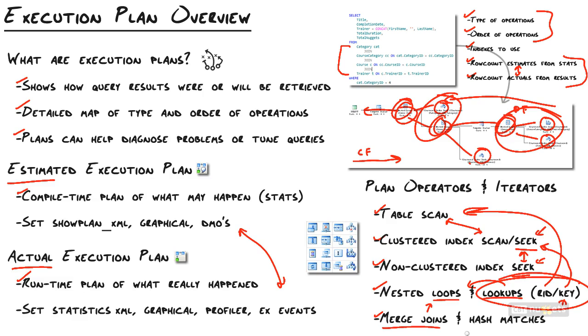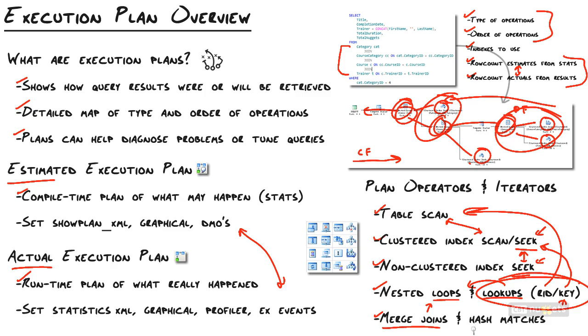Merge joins can be efficient if the inputs that are being merged are pre-sorted. If not, then it may add a sort operation, which is one of the more expensive operations here inside of execution plans. And that would mean you may want to relook at your indexing strategy and experiment with some different indexes.